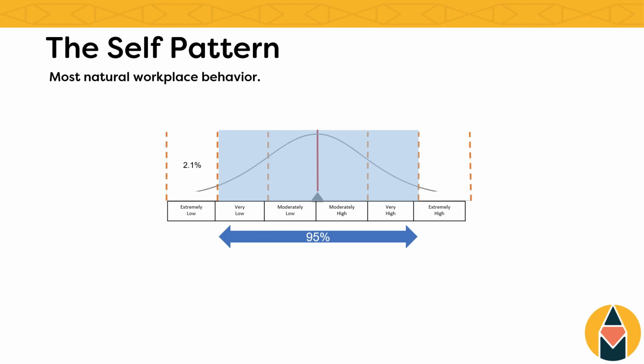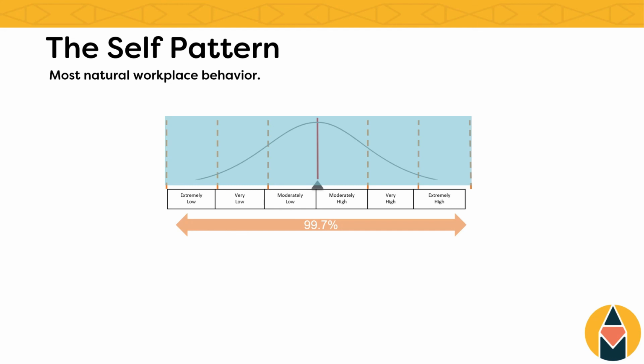Then if you go out one more sigma, 95% of the people will be in this area. And if you go out one more sigma to the 3 sigma area, then 99.7% of people will be accounted for. Their scores will fall into this area. If a dot on your PI behavioral assessment is in the extremely high or extremely low area of the pattern, then only 2.1% of the people who took this assessment are there with you.